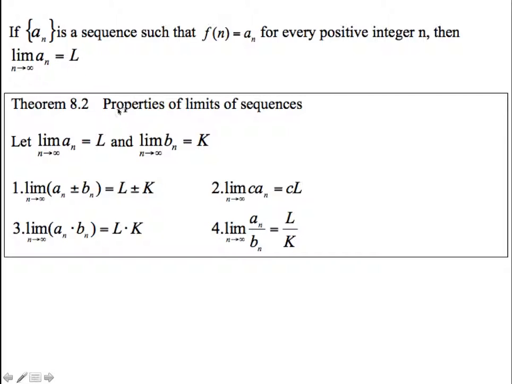And then we can go back to our properties of limits. And we have our basic properties. We have our additive property, our multiplicative property, multiplying by a constant property, and a ratio property. So the same way we deal with numbers, we can deal with these limits of these sequences.